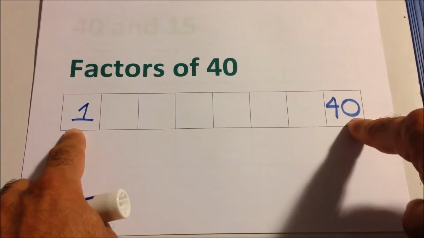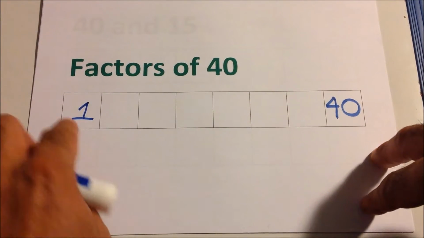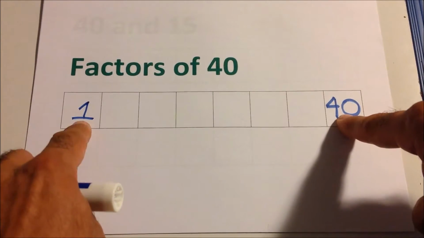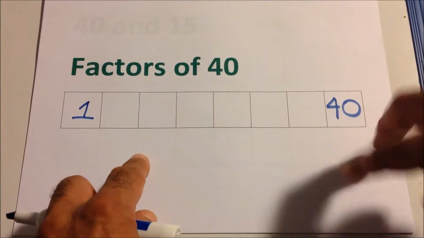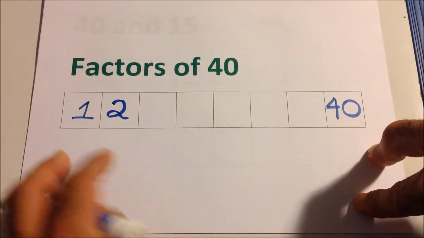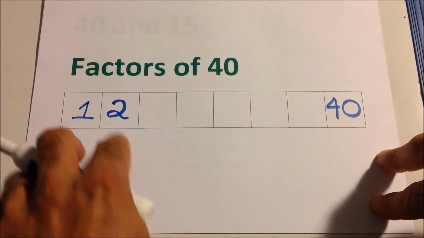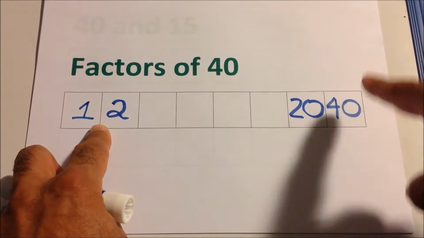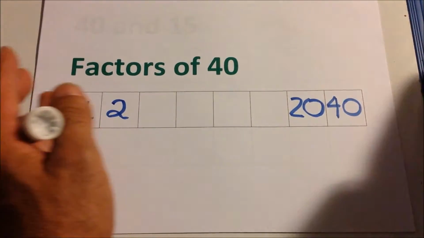When we do it this way, and you can do it any way you want, you know that there can't be any number larger than 40 and lower than 1. So you just keep going. Will 2 go in the 40? Yes, 2 goes in the 40. And 2 times what is 40? 20. So I'm doing the small numbers here and the larger numbers here, and we work our way in.